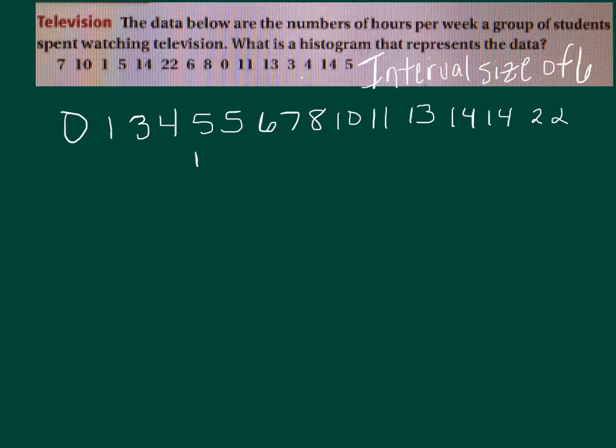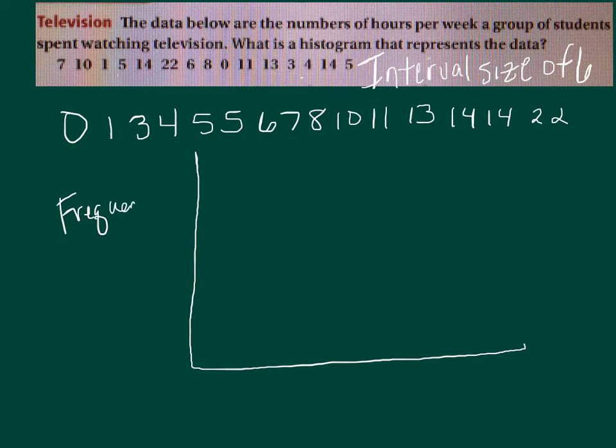So I'm going to go ahead and draw my x and y coordinate. Now, our histograms are always in your quadrant 1. Okay. Over here on my y-axis is going to be the frequency. Okay. My x-axis is going to be the hours TV was watched. Okay. Always label your axes. So the bottom, your x-axis is going to be the interval, and your y-axis is going to be the frequency.